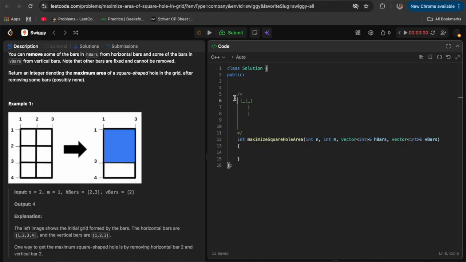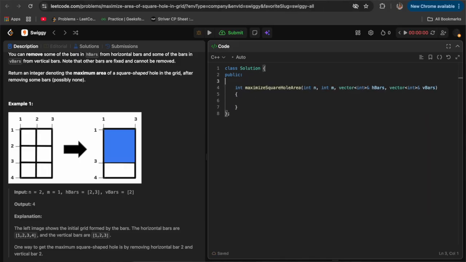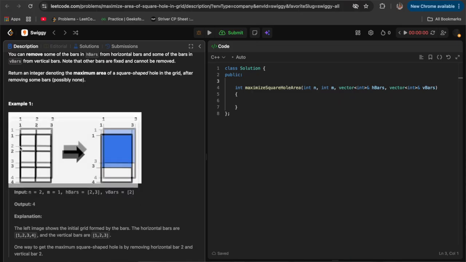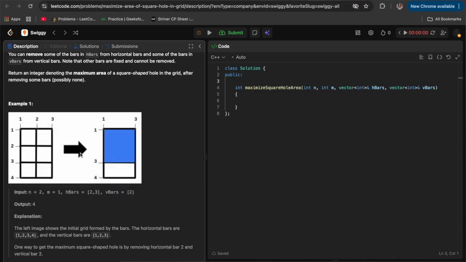So basically, keep it. We can refer to this as 1, 2, 3, 4. First and fourth we have assumed. Second and third they have given. M is equal to 1. First and third we have assumed. Second one they have given. Okay, that's what they were saying. Take it as n plus 2 and m plus 2. And now what they have said is that h bar is 2 and 3.